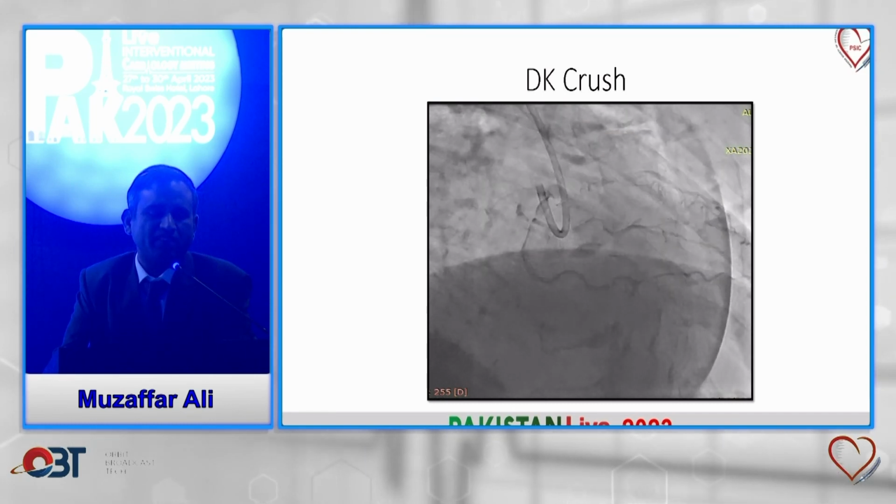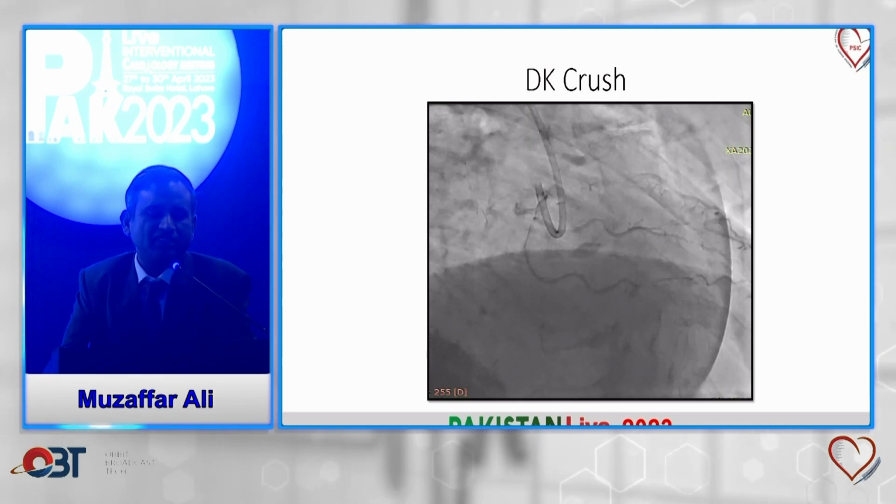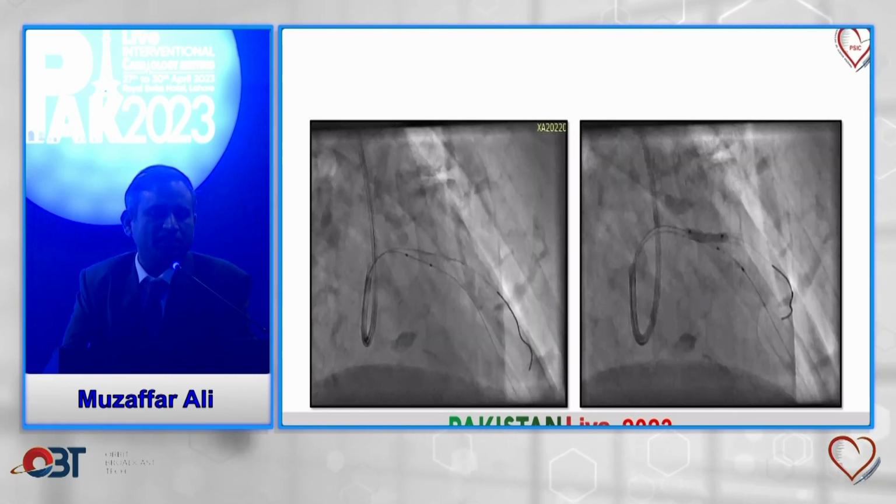Another patient came with a bifurcation lesion. Here we used DK crush. These are all the steps of DK crush.